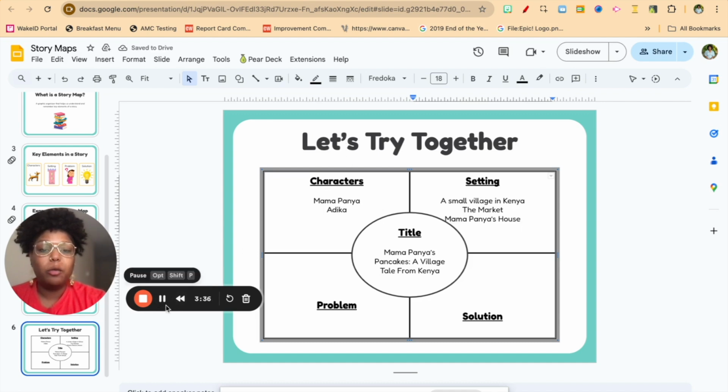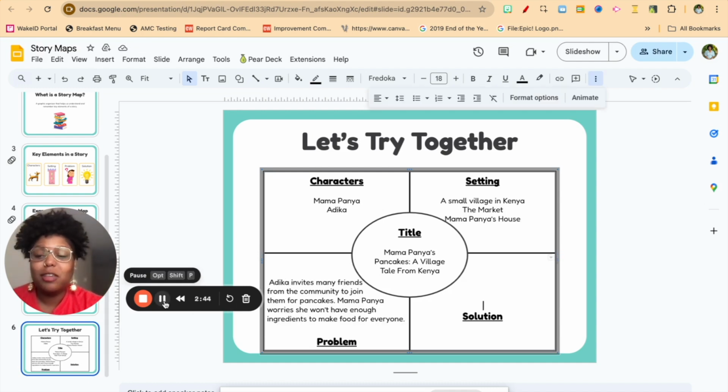Next, we are going to move on to the problem. What is the problem? Attica invites many people to join them to have pancakes. However, Mama Panya worries that she won't have enough ingredients to feed everyone. So let's fill that into our problem right here in this box.